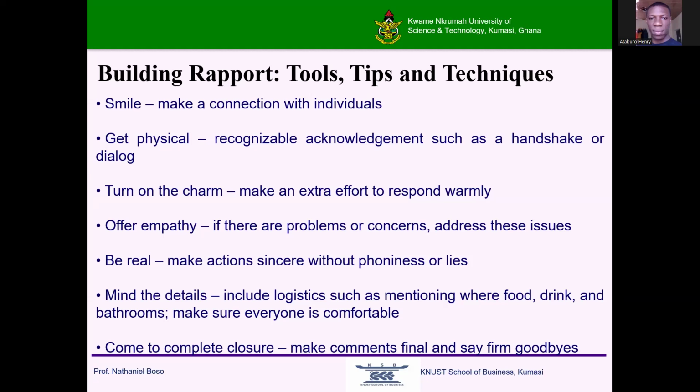Try and turn on the charm. Make an extra effort to respond warmly to people. So these tools and techniques are all about creating that relaxed social environment, ambience to allow people to speak out freely and give all that you want from them, okay? Show empathy.